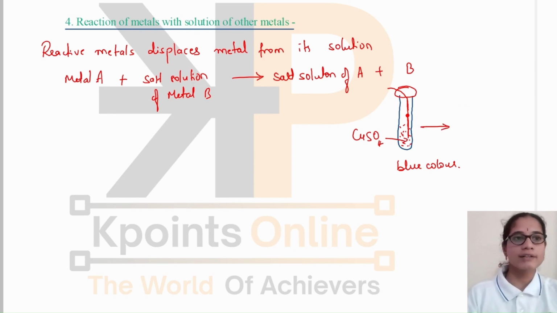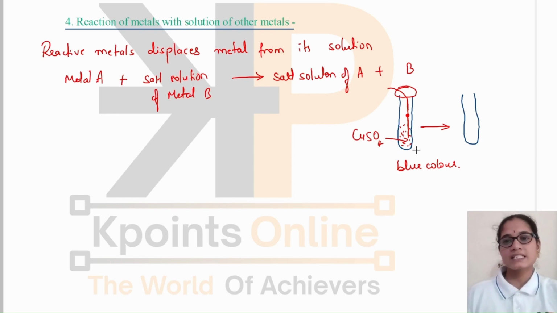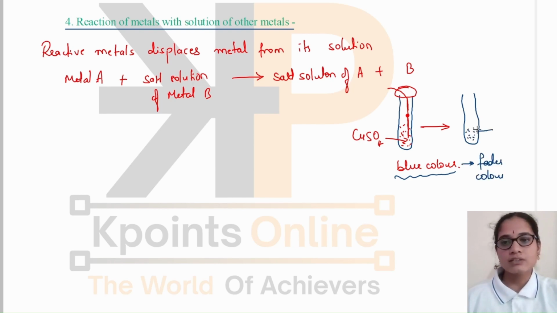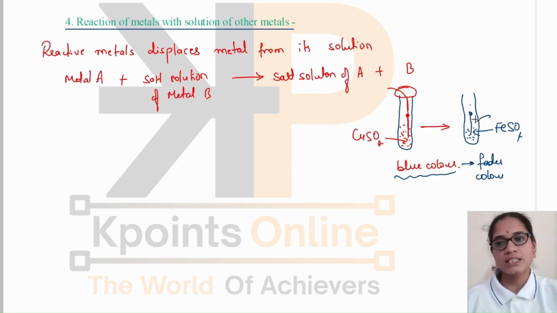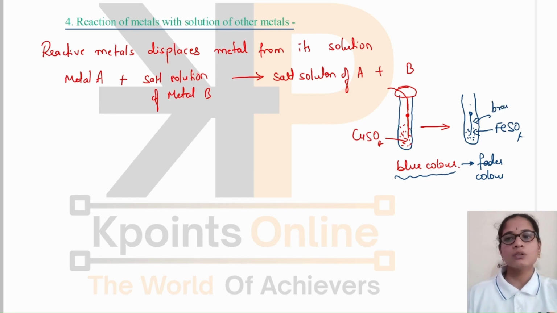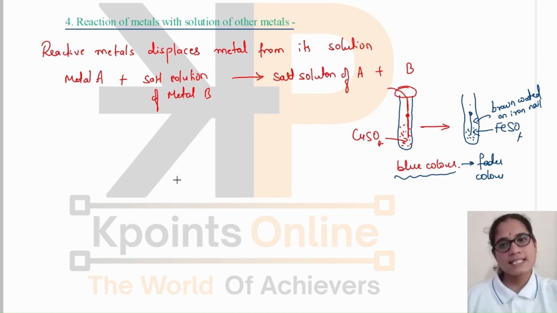After some time, what happens here? The color of this copper sulfate solution, which was blue in color, fades. It becomes light in color. It is due to the formation of iron sulfate. And the nail which we have dipped in the solution is now coated with a brown material, a brown coating on the iron nail here. Why has it happened?